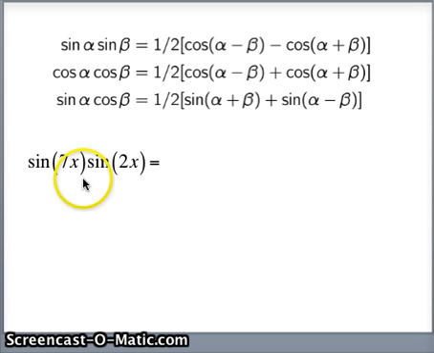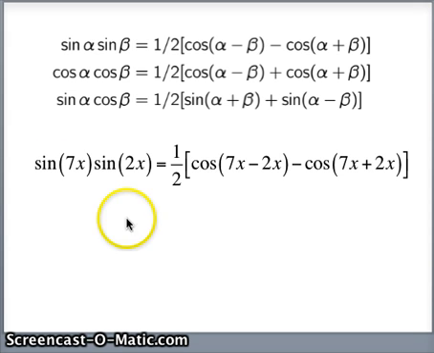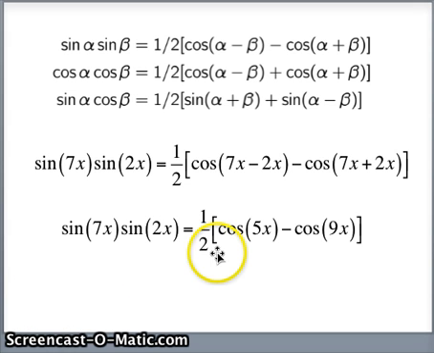Let's look at another example. If I have sine 7x sine 2x, which formula do I want to use? First one, sine alpha sine beta. Alpha is 7x, beta is 2x. So we see cos(7x minus 2x) minus cos(7x plus 2x), which of course becomes 1/2 [cos 5x minus cos 9x]. So again, not too difficult for us to use.